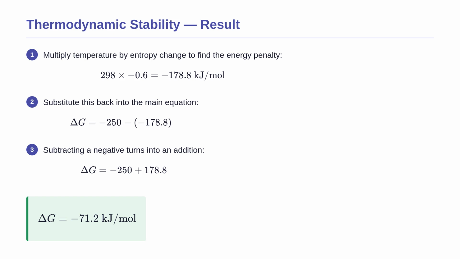Next, we subtract this negative value from our enthalpy, which mathematically turns into an addition. Negative 250 plus 178.8 gives us a final Gibbs free energy change of negative 71.2 kilojoules per mole. Because this final value is significantly negative, it physically means the favorable interactions were strong enough to overcome the penalty of losing flexibility, making the folding process entirely spontaneous and the domain highly stable.